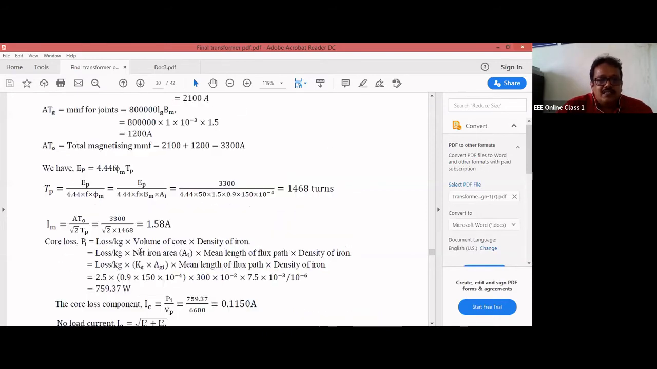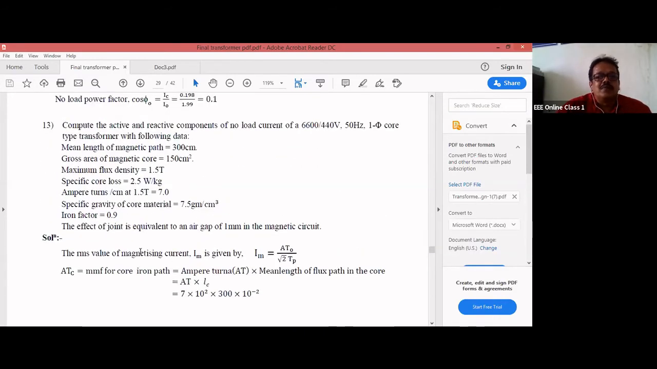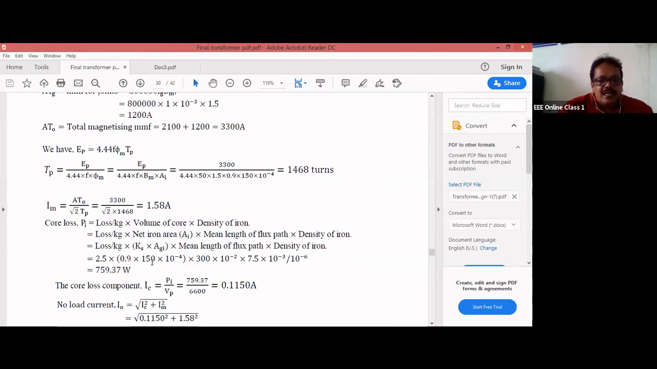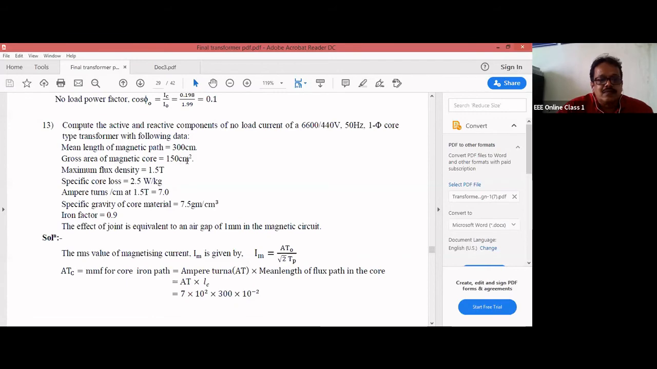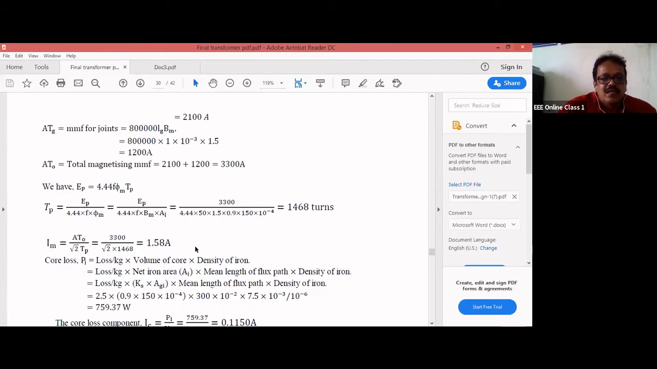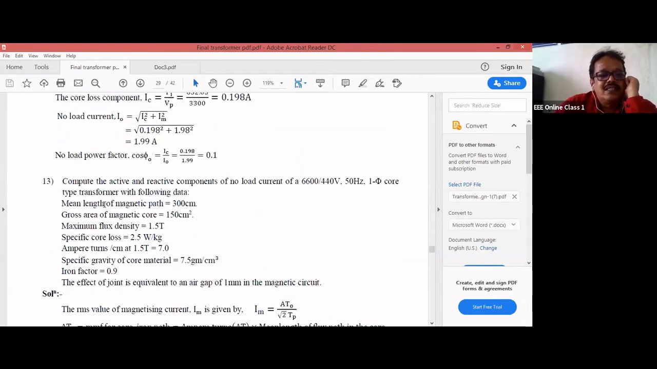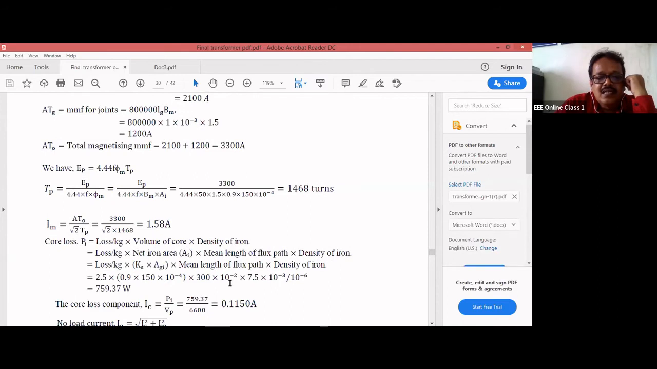So loss per kg is given as 2.5. If you go back to the problem, you can see here, specific core loss, 2.5 watts per kg. So 2.5, Ks is 0.9, AGI is 150 into 10 power minus 4. And mean length of flux path, you can see here, mean length of magnetic path is 300 centimeters. So 300 converted into meter, 10 power minus 2.